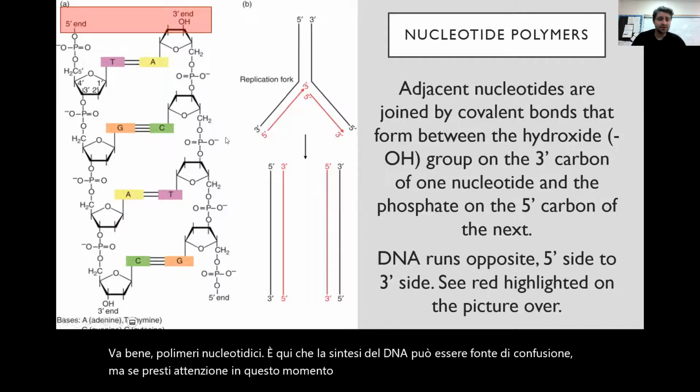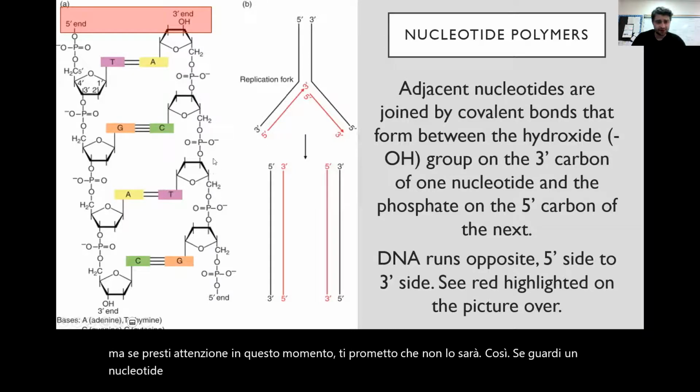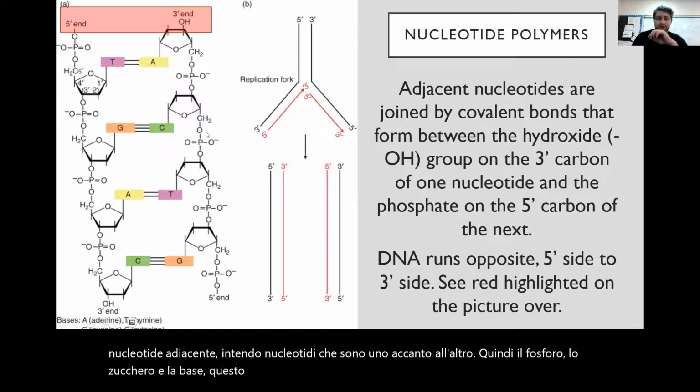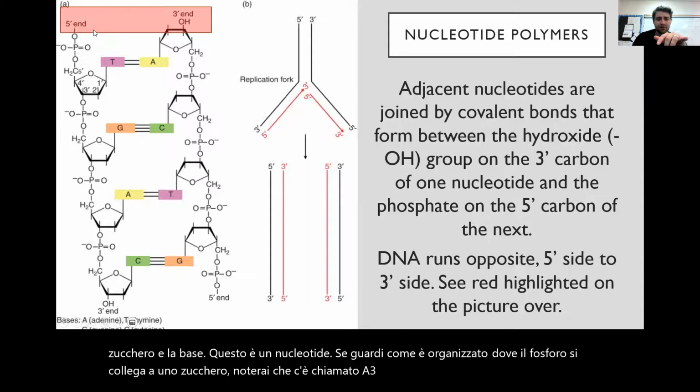So if you look at adjacent nucleotides, nucleotides that are next to each other, the phosphorus, the sugar, and the base, that's one nucleotide. If you look at how it's organized, where the phosphorus connects to a sugar, you will notice there's a 3 and a 5 carbon. On top of the headline, I've highlighted what I mean by this.